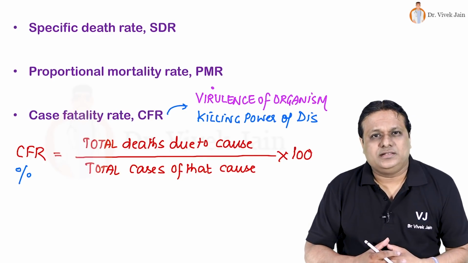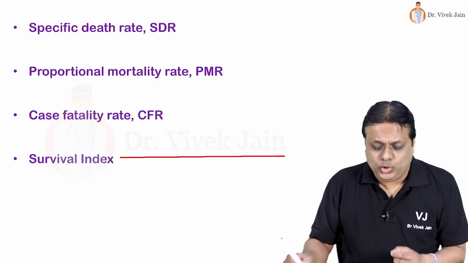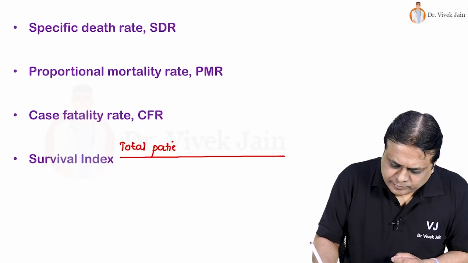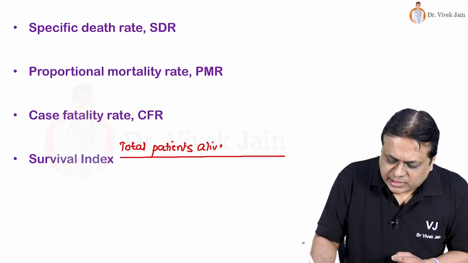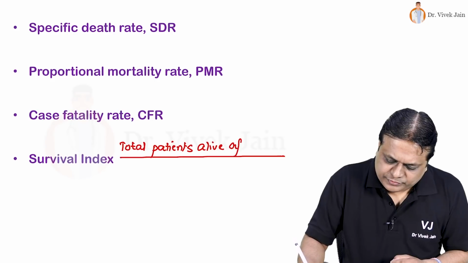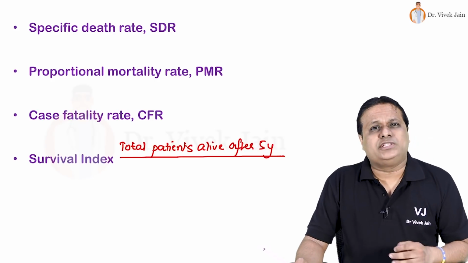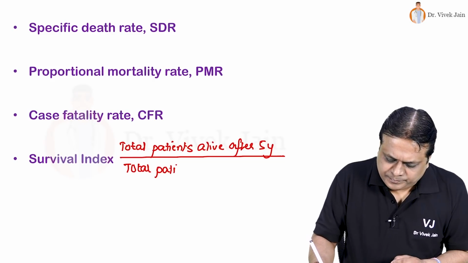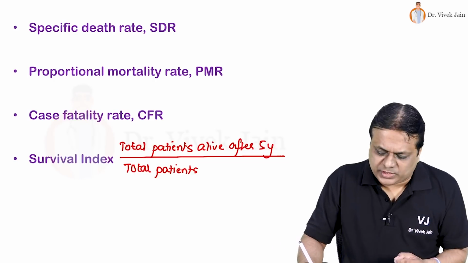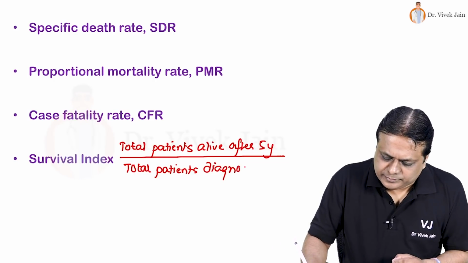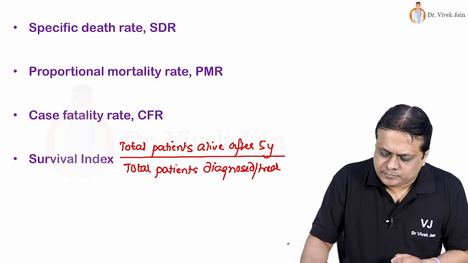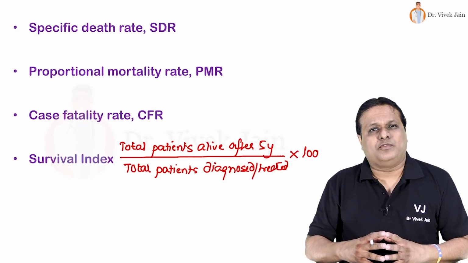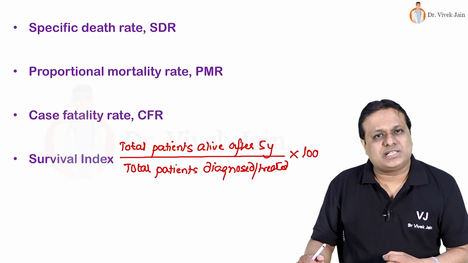Complementary to mortality is survival. So let us look at survival index. How do we calculate? Numerator is the total number of patients who are alive, generally after a period of 5 years. And what is the denominator? It is the total number of patients originally who were diagnosed or treated, and multiplier is 100. Numerator is a part of denominator. It is also a proportion, always expressed in percentage.